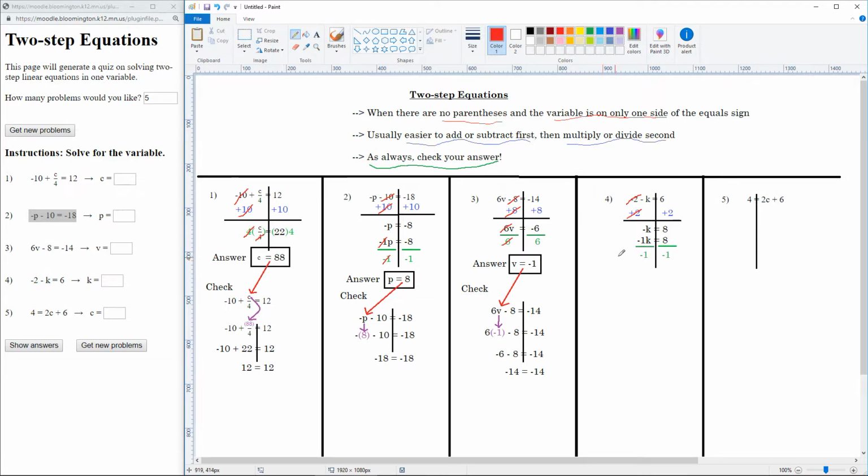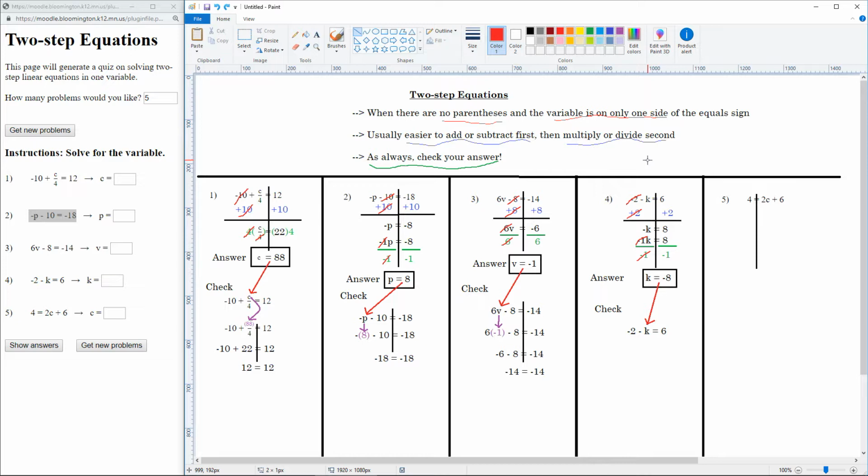When we perform that division, it cancels the multiplication with the same number, leaving us just with the variable. And then our answer coming on the right side, when we do 8 divided by negative 1, we get negative 8 here. So the only other thing for us to do is to check this answer.